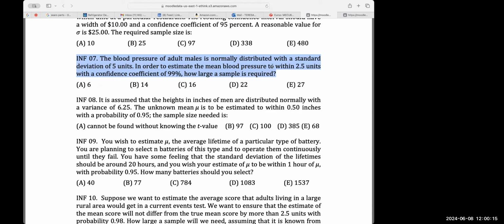The blood pressure of adult males is normally distributed with a standard deviation of 5 units. In order to estimate the mean blood pressure to within 2.5 units with a confidence. So this "within" is like the width, right? No, this is the margin, 2.5. This is the margin. So this will be your M. This is your Z star that you have to go find.